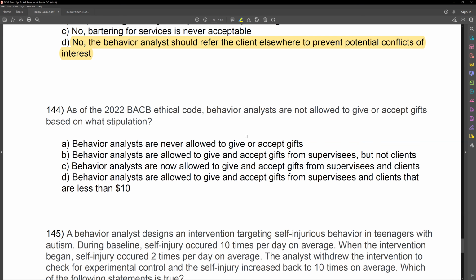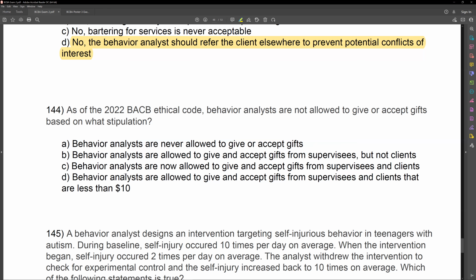You're now allowed to accept gifts under only certain circumstances. B, behavior analysts are allowed to give and accept gifts from supervisees, but not clients. Again, not correct. We are allowed to accept gifts from clients under certain circumstances. C, behavior analysts are now allowed to give and accept gifts from supervisees and clients. Okay, getting closer. Is C accurate? Well, to a point, but there is a requirement that we need to fit.